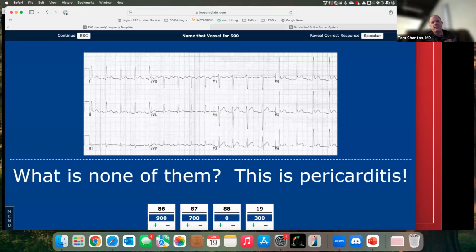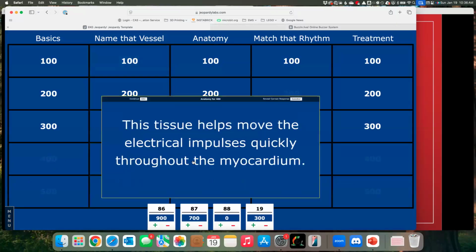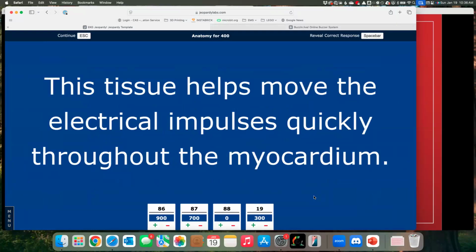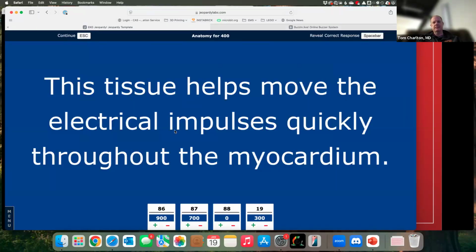All right, 19s, what do you want next? Anatomy for 400. This tissue helps move the electrical impulses quickly throughout the myocardium. Mad Dog and me. What is cardiac tissue?